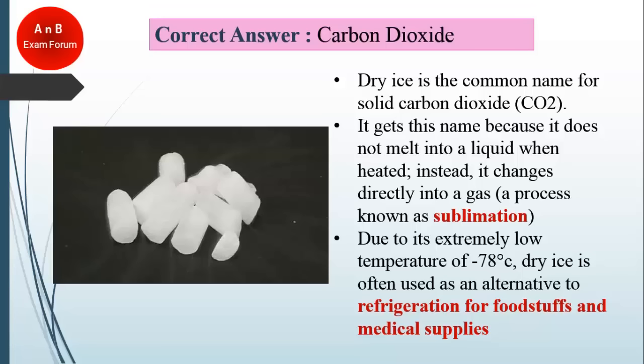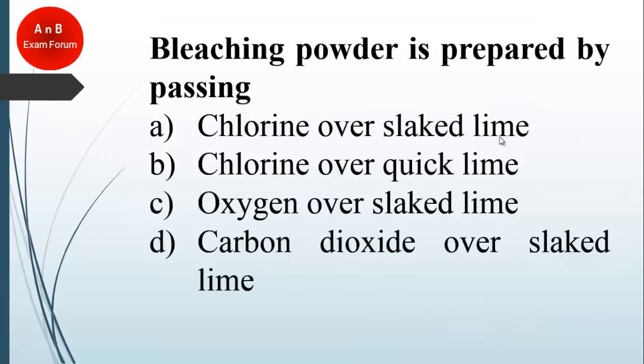Okay, and since it is an ice with an extremely low temperature of minus 78 degrees centigrade, it is often used as an alternative for refrigeration of foodstuff and medical supplies. Right? Understood? Coming to the next question, bleaching powder is prepared by passing what? These are the four options: chlorine over slaked lime, chlorine over cooked lime, oxygen over slaked lime, carbon dioxide over slaked lime.